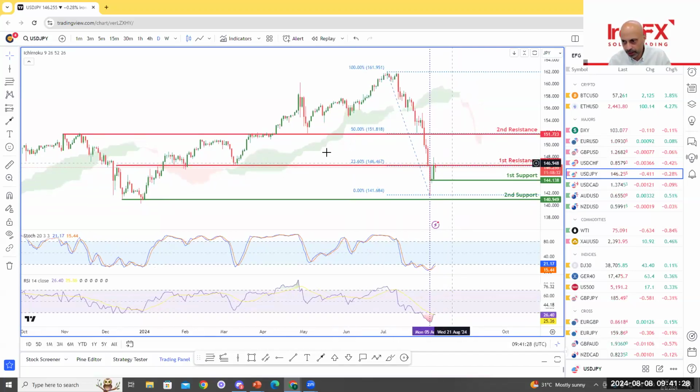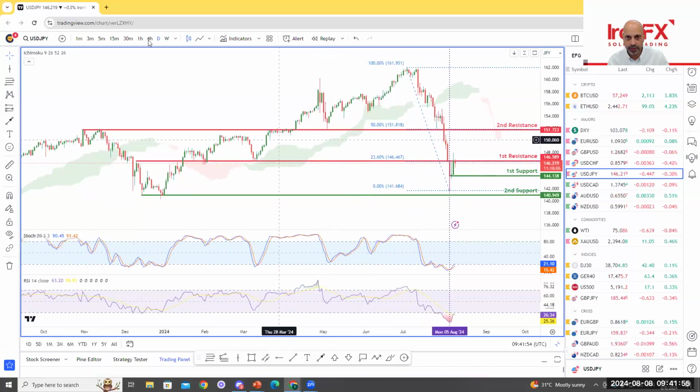Remember, take note, this is a very sharp and strong move down, right, for the dollar yen from 162 to as low as 142. And as short traders potentially start covering their positions, right, it could cause a short rally as well. So take note, this rally to the upside could maybe last today or tomorrow as well.